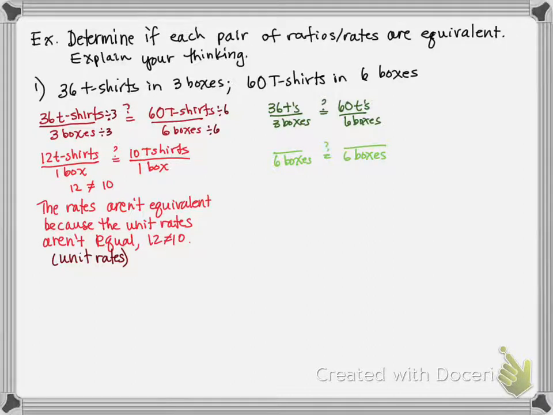If I multiply 3 by 2, I get 6. So if I multiply 36 times 2, I get 72 t's. Now I already have 6 boxes, so I don't have to change the numerator. So I get 60 t's. So you're like, okay, 72 does not equal 60. So again, our answer is no. The rates are not equivalent.